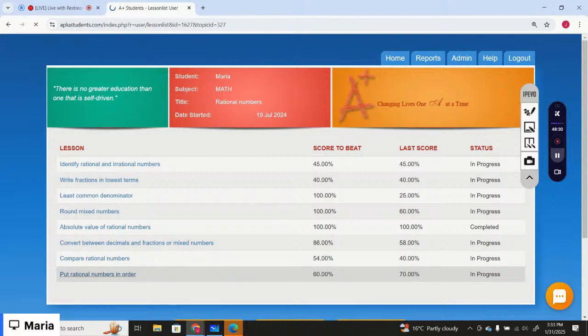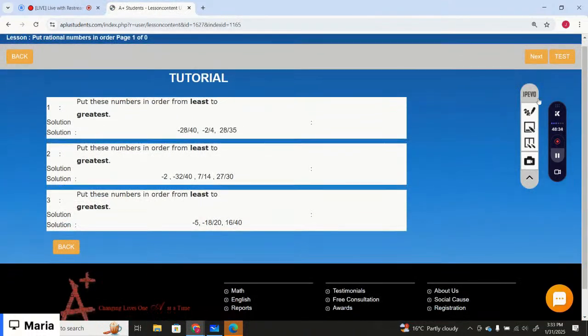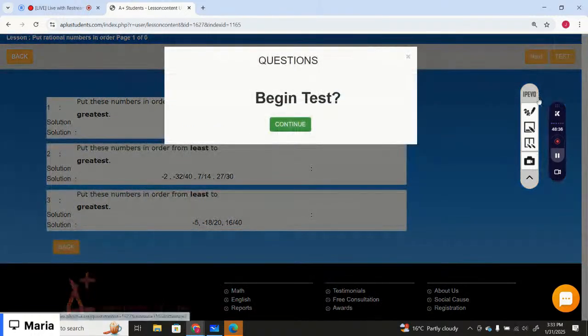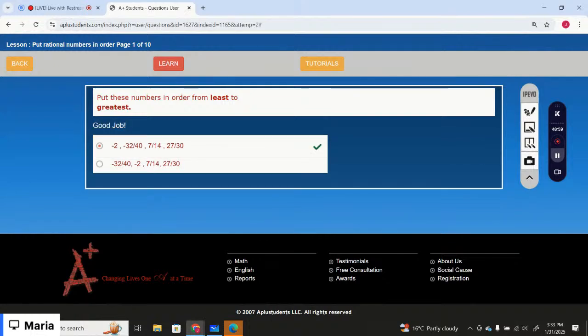Put rational numbers in order. So we already know how to compare them. Now we have to put them in order. Put these numbers in order from least to greatest. Option number one is the correct option. The negative numbers are always the smaller numbers because you have to write them from least to greatest. So option number one is the correct option.